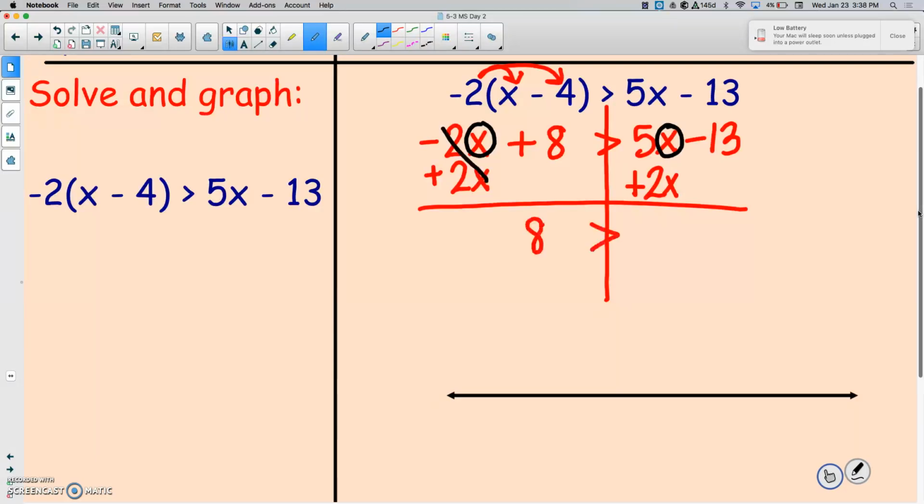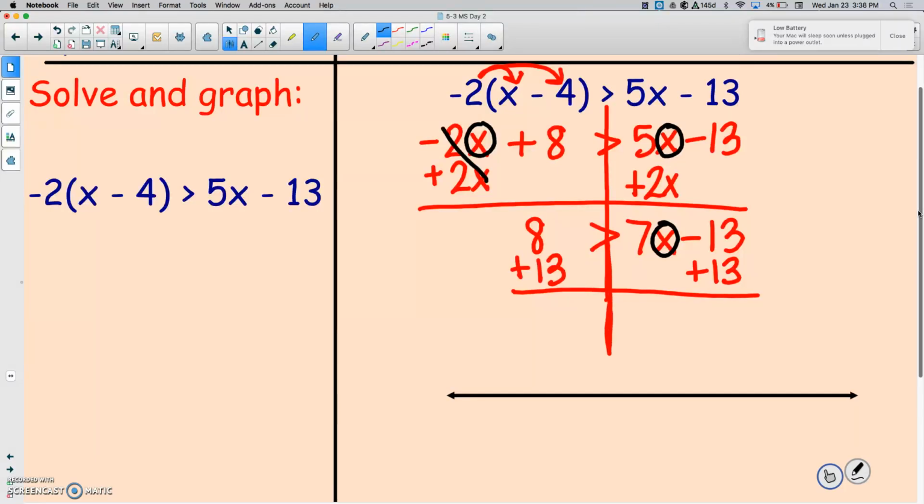8 is greater than 7x minus 13 then. Then I can add 13 on both sides. Remember, you're working on the side where the variable is. So on this problem, the variable's on the right-hand side. So that's why I'm eliminating my 13 next. You would not want to eliminate the 8 on the left because you need to keep something on each side to keep it balanced. So my last step this time, I should be dividing by 7.